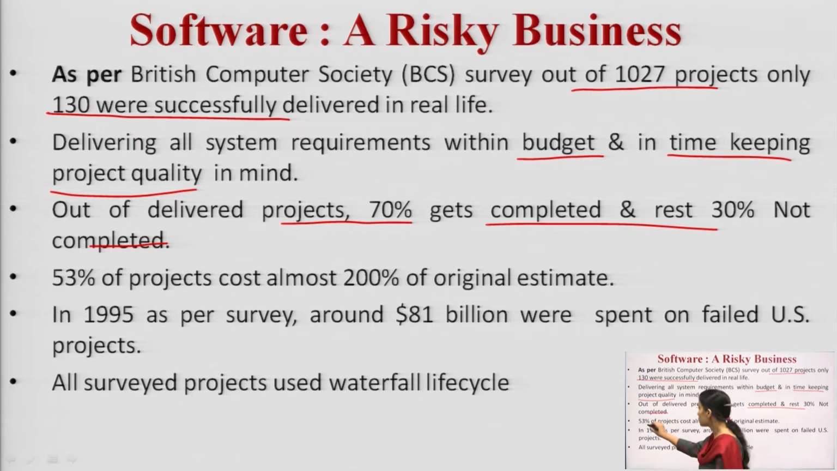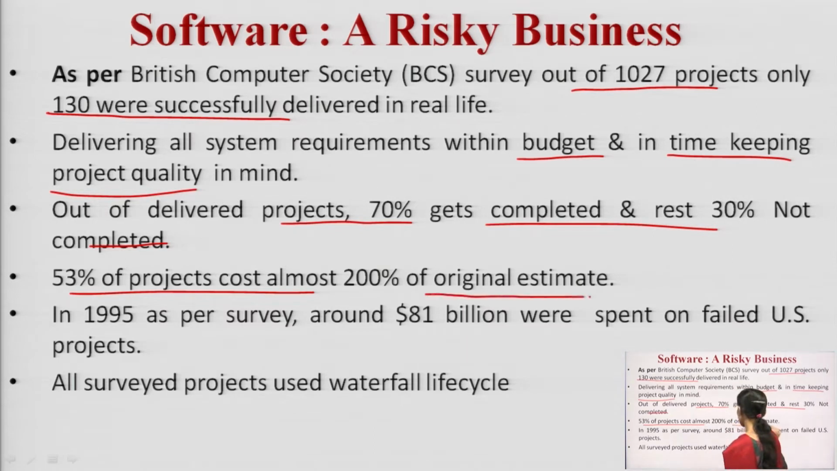Then, 53% of the projects cost almost 200% of the original estimates. Some software suddenly increases its maintenance cost, and it becomes around 200% of the original estimate. Why does it become so high? Was it not studied properly in advance? It rises at the last phase, and that is the reason.